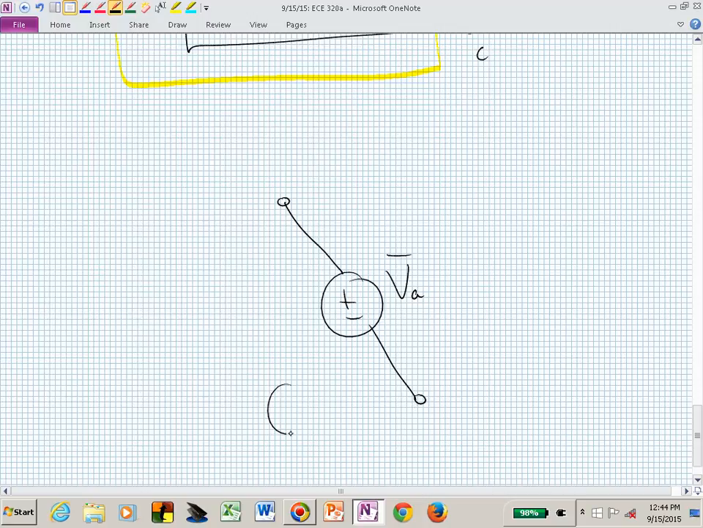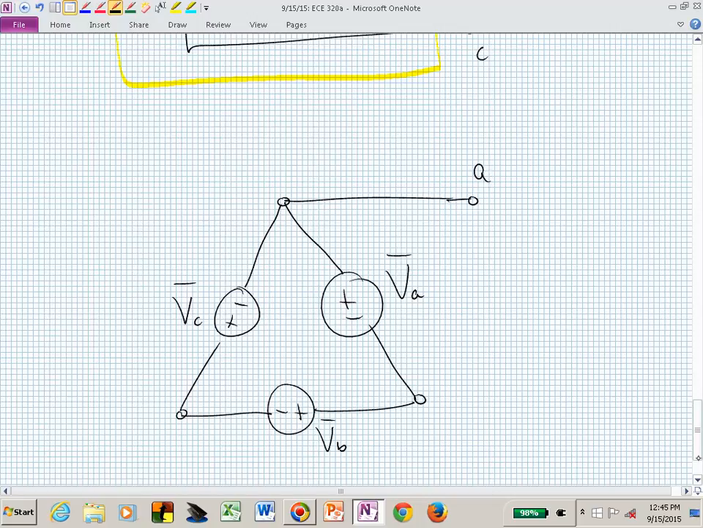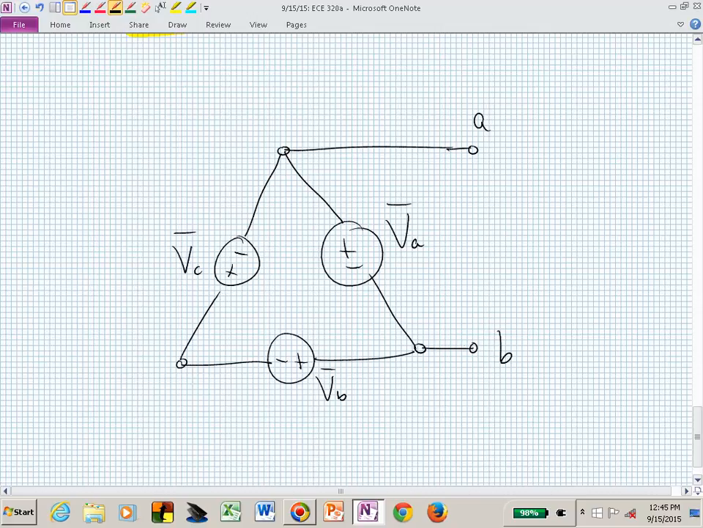Let me call this the B phase. And this is the C phase. So coming out of the positive terminal of each of these is the A terminal, the B terminal, and the C terminal. And I hope that it's clear that this looks like a delta configuration for interconnecting those sources.